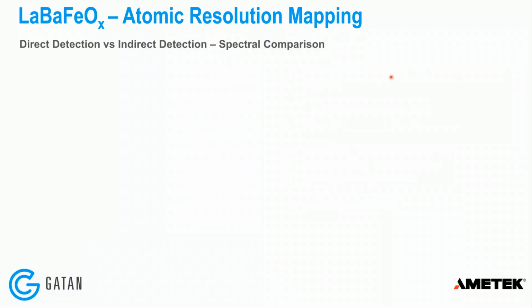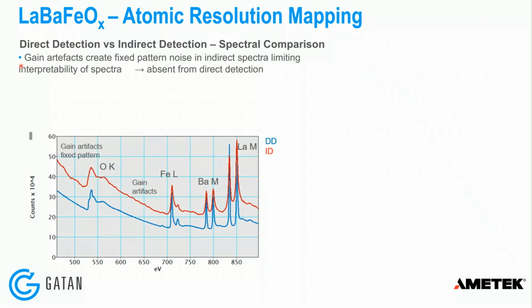Here we're going to make some comparisons between the EELS data from the direct detector and the indirect detector. Okay, gain artifacts. Gain artifacts create fixed pattern noise in spectra from the indirect detector, which limits the interpretability of the spectra.